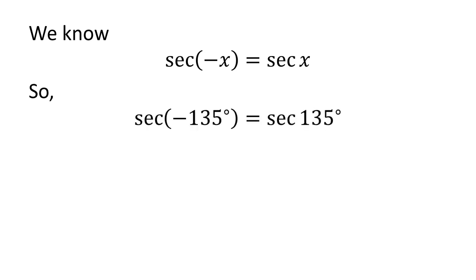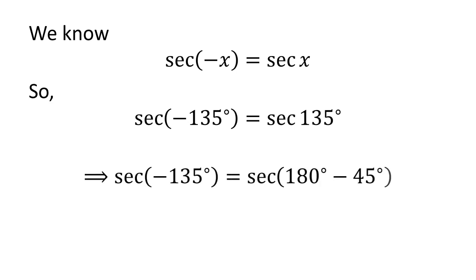Let us apply the above identity for secant of minus 135 degree. Here x is 135 degree. So secant of minus 135 degree is equal to secant of 135 degree. As 135 degree is equal to 180 degree minus 45 degree, so secant of minus 135 degree is equal to secant of 180 degree minus 45 degree.